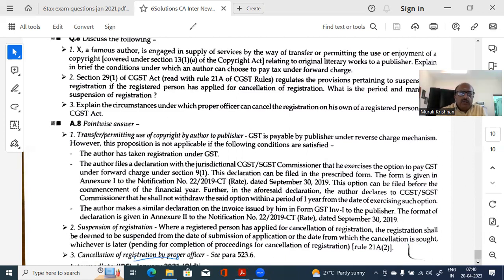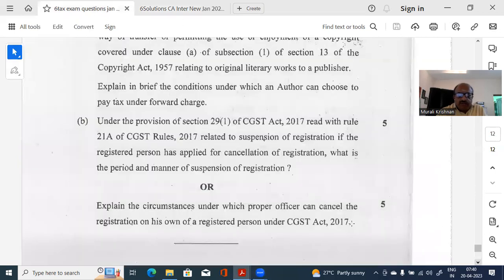But the good part is it's only an alternative. So here there is an alternative for you. These are both 5 marks, but you have got an alternative. So that completes this GST part, I believe.